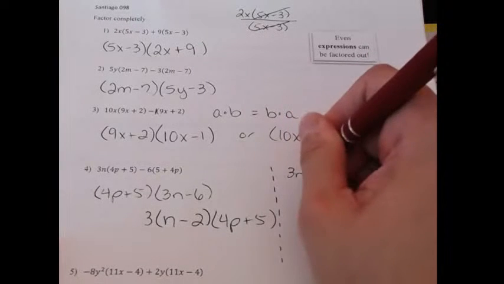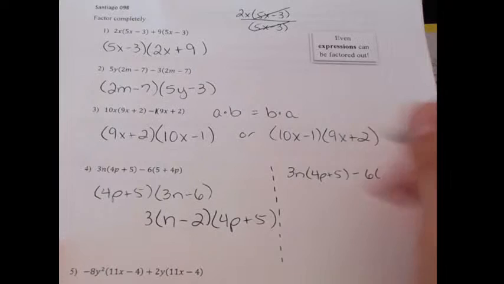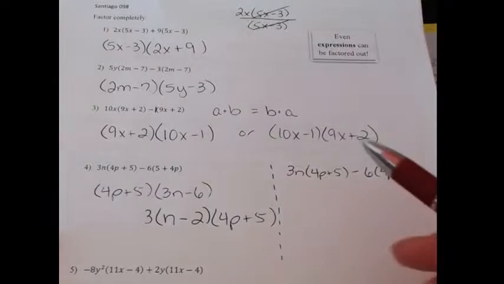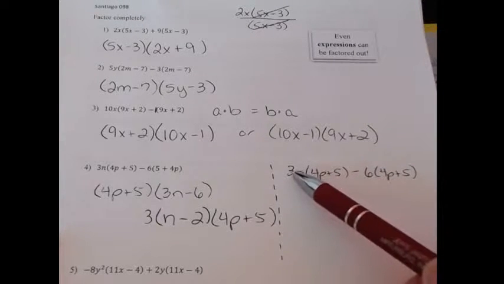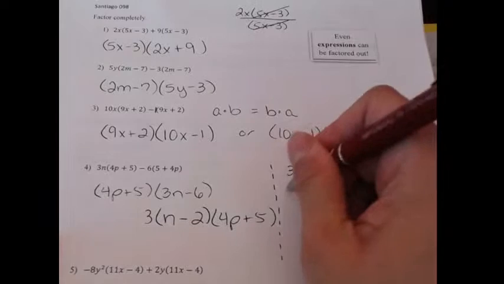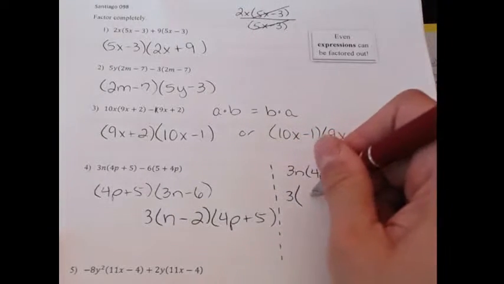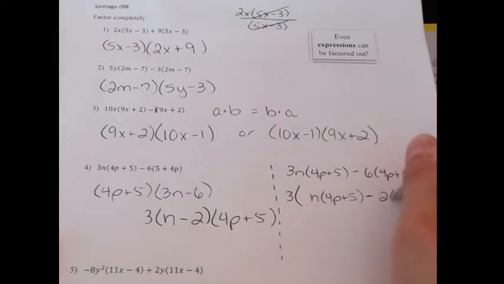So let me rewrite the problem. 3n times 4p plus 5 minus 6 times, and you know what? 5 plus 4p is the same as 4p plus 5, so I'm just going to rewrite that. So if we follow the steps from our previous page, we would say leading negative, nope. We would say numeric part, yep. So we have a 3 and we have a 6, so we're going to factor out a 3. And if I factor out a 3 from both terms, that leaves me with n times 4p plus 5 minus 2 times 4p plus 5, right?